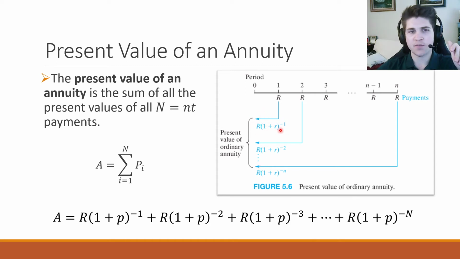And each of those present values is given by the present value formula, which is the same thing we're using: the future value times 1 plus the periodic interest rate to the minus n power.